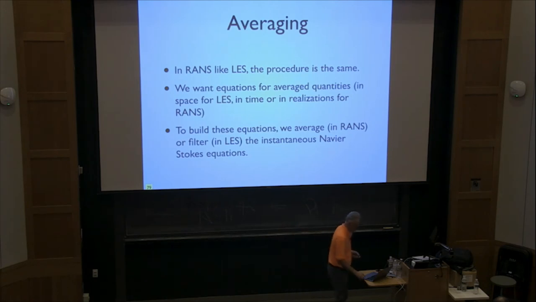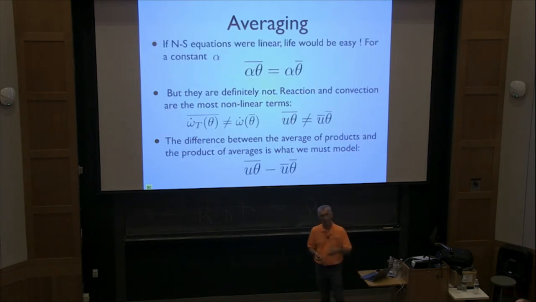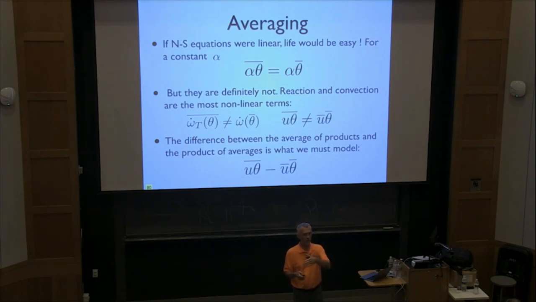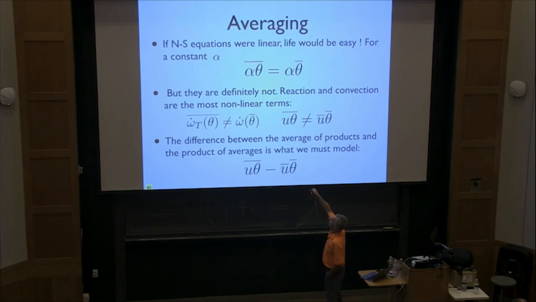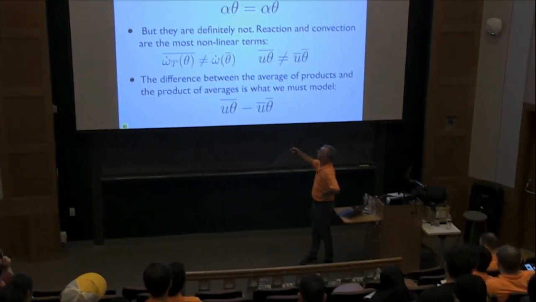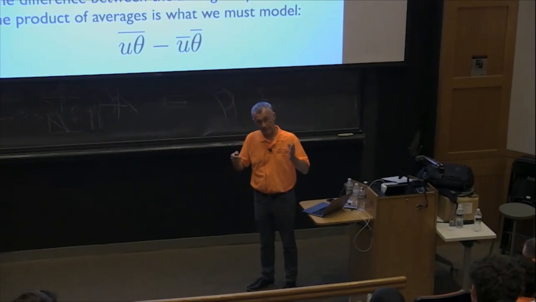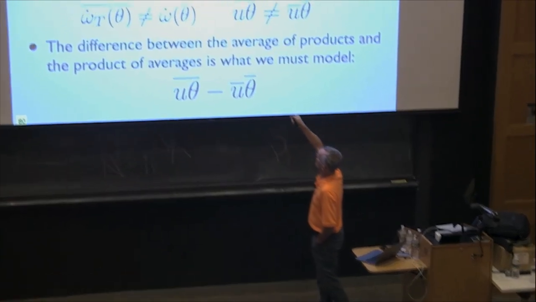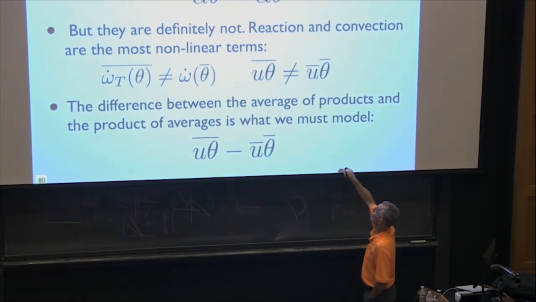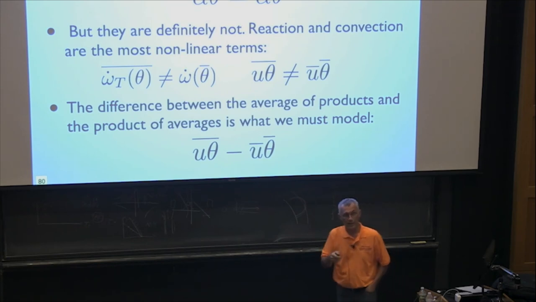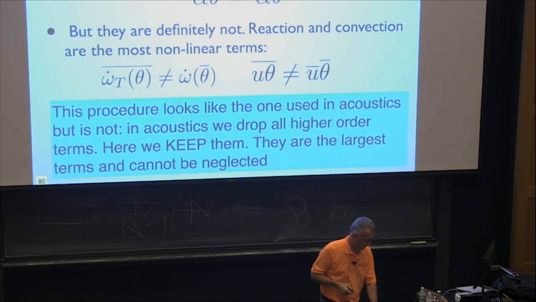So we do that for RANS averages, and we expect to have problems with nonlinear terms. Remember, we talked about nonlinearity yesterday. The nice thing about linear terms is that when you average, you obtain the same terms with the average values. But if you have products or nonlinearities, then you are in trouble. For example, the average of alpha theta, if alpha is a constant, is alpha multiplied by the average of theta. That's clear. But for the reaction rate, the average of the reaction rate is not the reaction rate of the average. And that's going to be a major problem. And also, the average of a product is not going to be equal to the product of the averages. And this is going to lead to new terms in our equations.